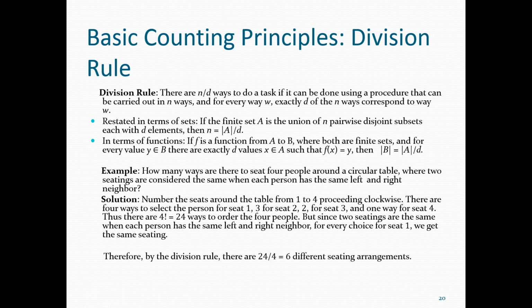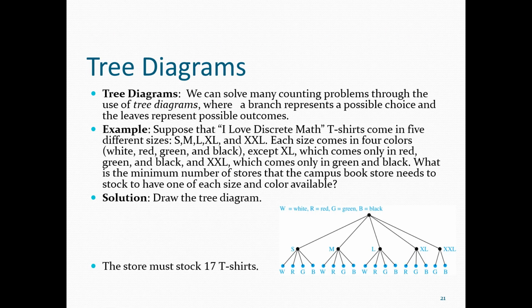So therefore, by the division rule, the total number of different and distinct seating arrangements is 24 divided by 4. We divide by 4 because there are 4 ways which are the same because of the right and left neighbor.